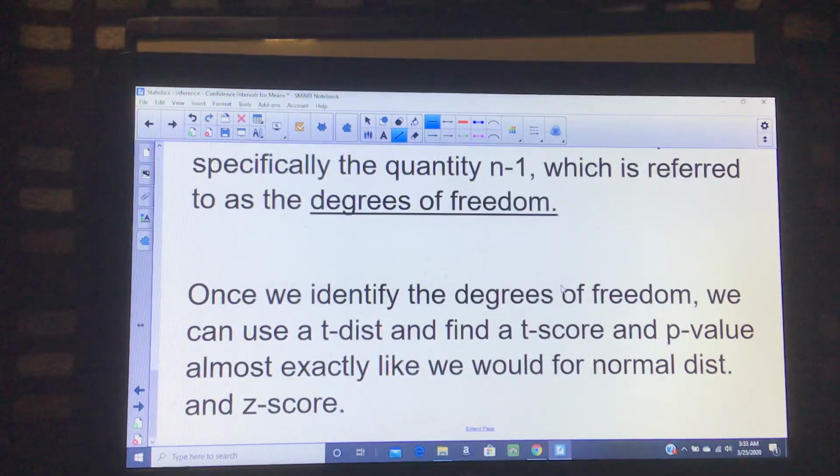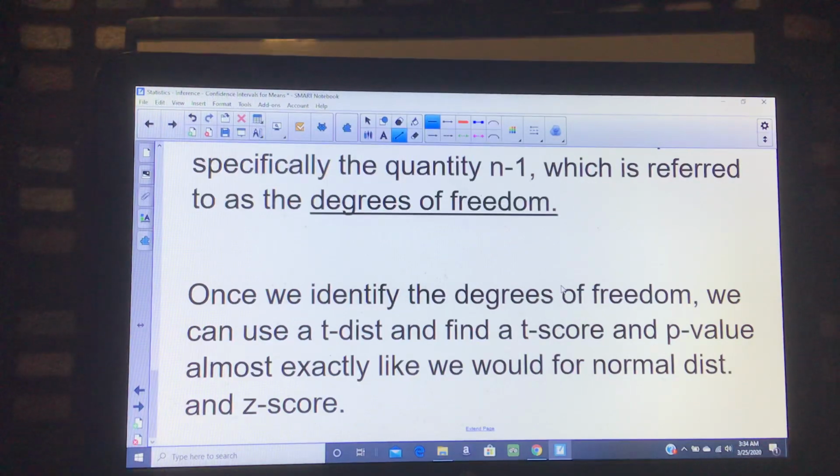So that's what this part says. Once we identify the degrees of freedom, we can use a t-distribution and find a t-score and p-value, and basically we do that exactly like we would have for the normal distribution. On the normal distribution, we find a z-score and a p-value. Basically, if we use a t-distribution, we do the same formula, we just call it a t-score, and we just make sure the calculator uses a t-distribution, a modified normal curve, instead of the regular normal curve.